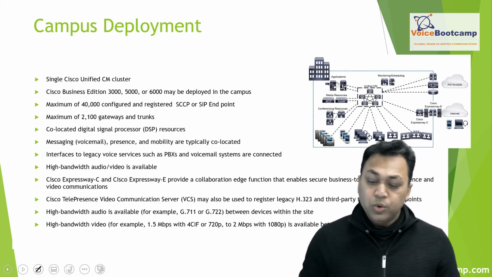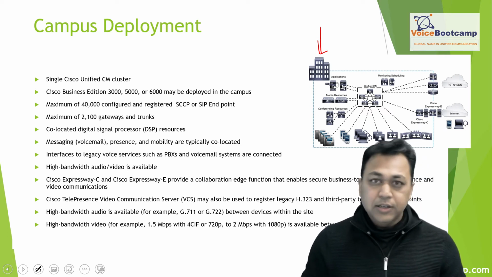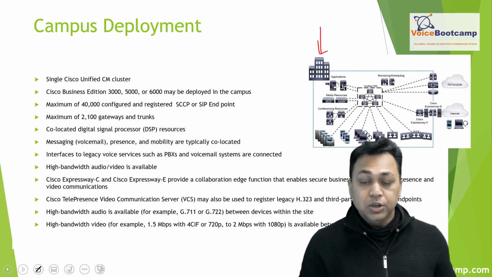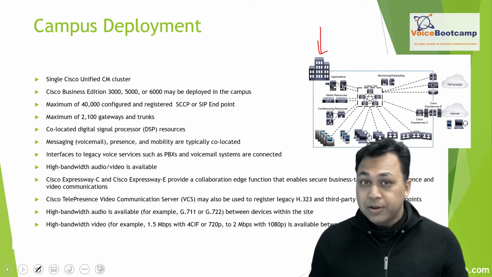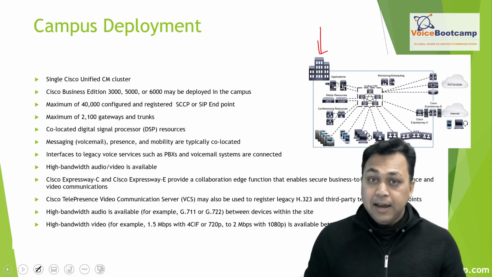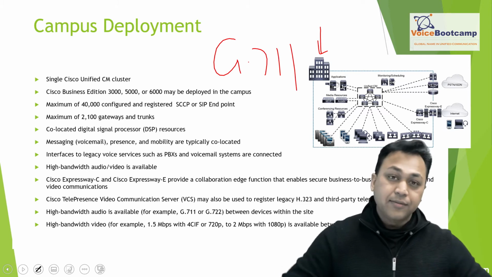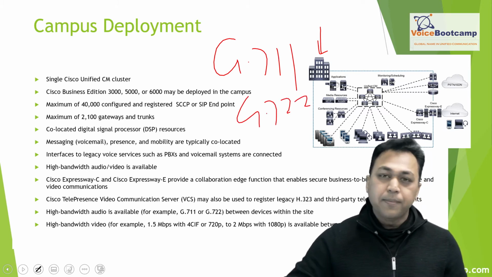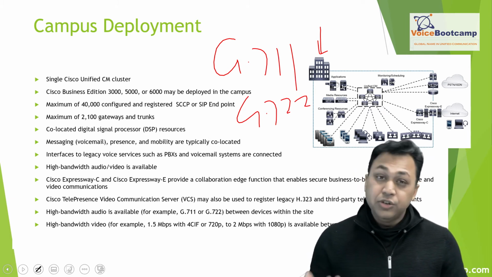A campus deployment is where you have one building where all your servers and users reside. So usually it's a single office, and you have a data center. You put all the servers there, and all the users sit in your office using Ethernet connections to communicate with the servers. The good thing about this type of deployment is that you can have up to 40,000 phones, and you can use up to 2,100 gateways or SIP trunks. And because everybody is on a local area network, you get to choose the highest codec available, G.711 or G.722, for the best quality you can think of.